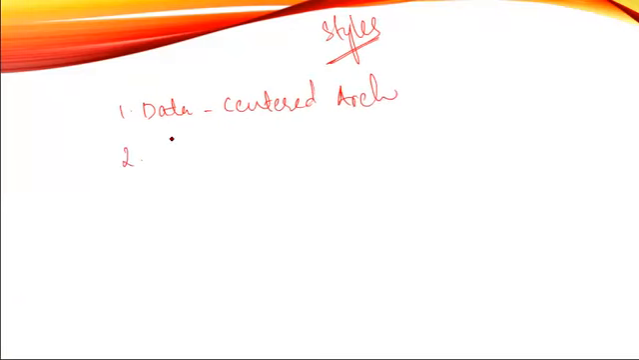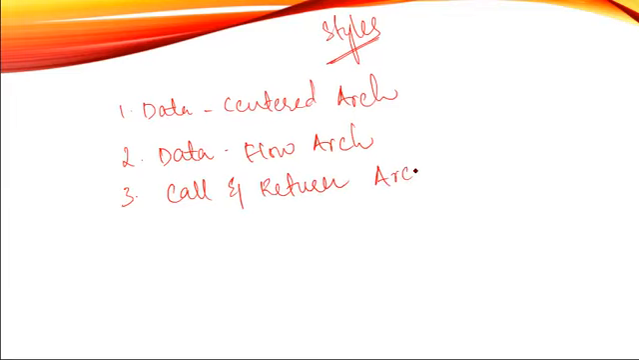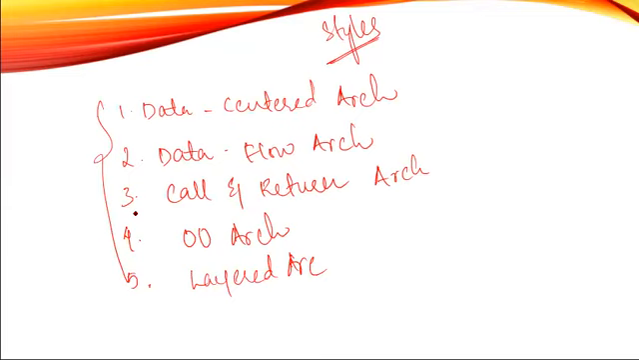In the previous class, we have studied about architecture styles. Within these styles, we have studied a few architecture styles that were: data-centered architecture, data flow architecture, call and return architecture, object-oriented architecture, and the last one is layered architecture. So these are the 5 different styles that we have studied.